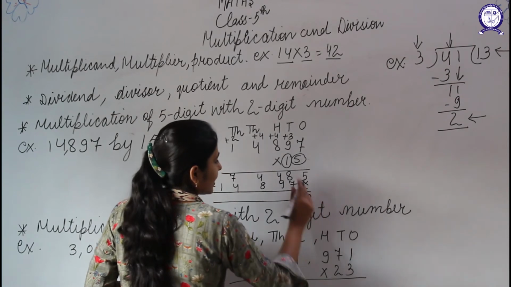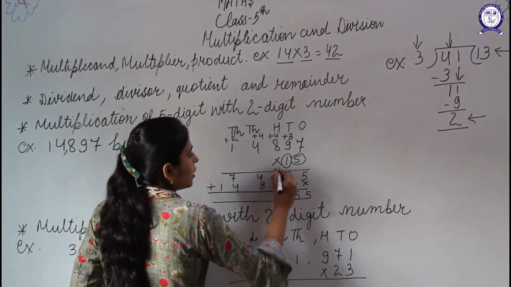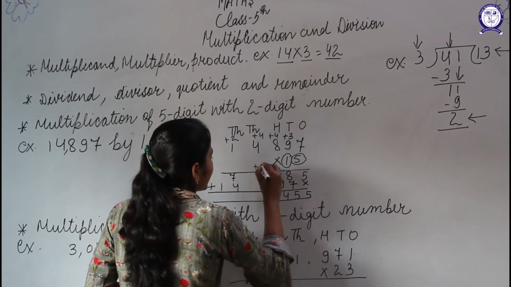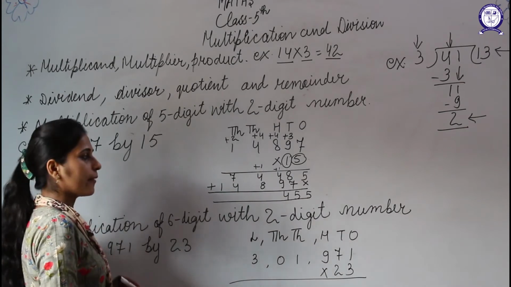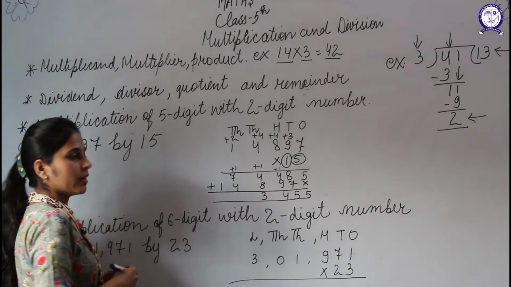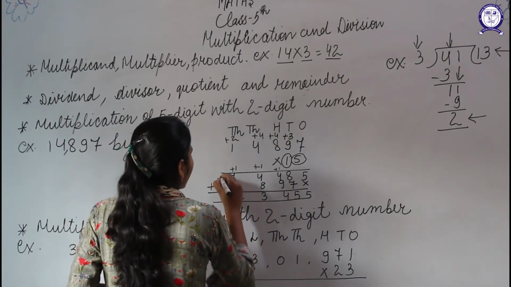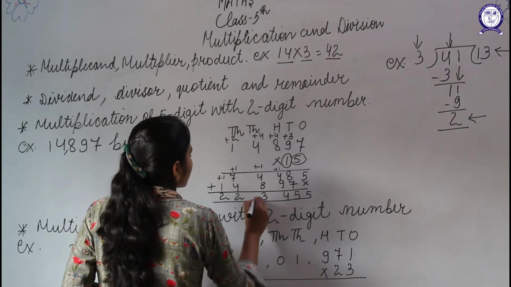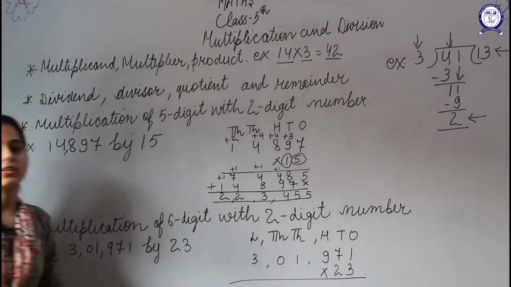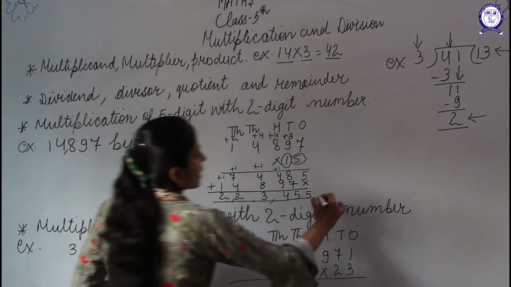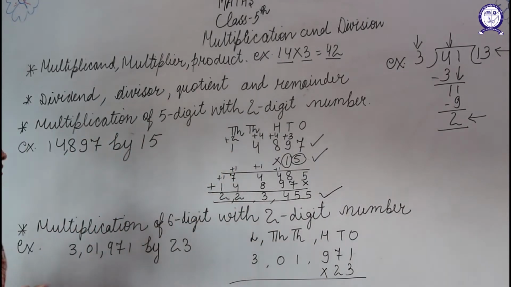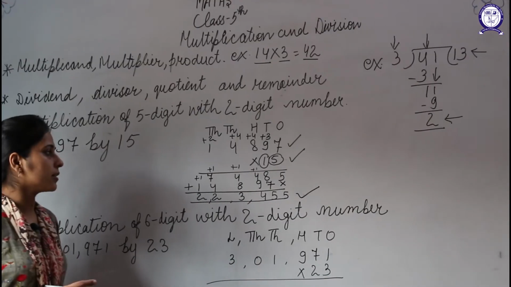5 as it is, 8 plus 7, 15, carry 1. 4 plus 9 is 13, 13 plus 1, 14, 1 will be carry. 1 plus 4, 5, 5 plus 8, 13, carry 1. 7 plus 1, 8, 8 plus 4, 12. We will write 2 and 1 will be moved as carry. 1 plus 1, 2. So students, we get our answer as 2,23,445. This is our product, this is our multiplicand, this is our multiplier, student. I hope all these terms are clear in your mind.